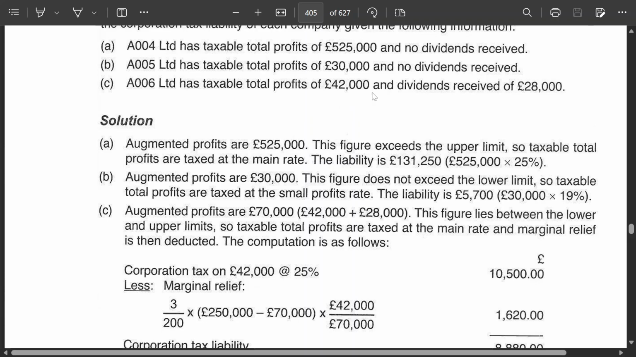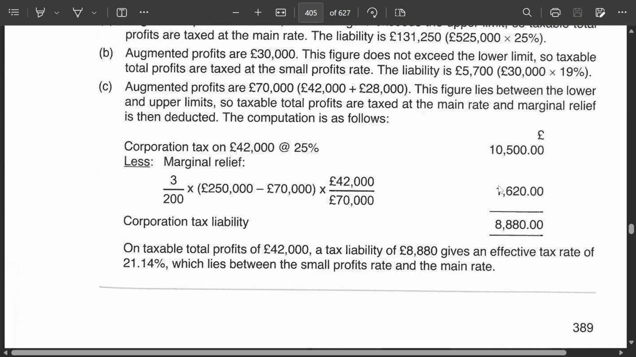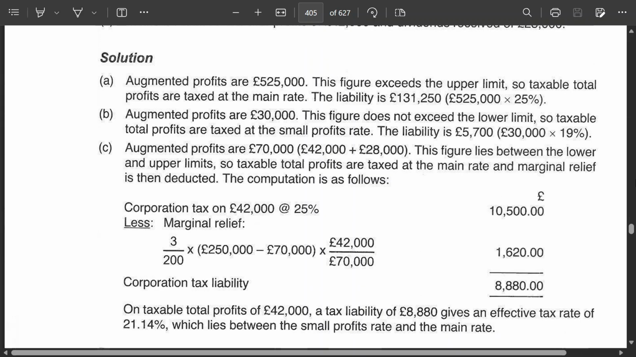TDP is 42 and dividend is 28. Okay, so let's work with this example. Now let's see the example here. Number C, 42 and 28. So that's your TDP and that's your dividends. So put those together, you get 70,000 augmented profits.